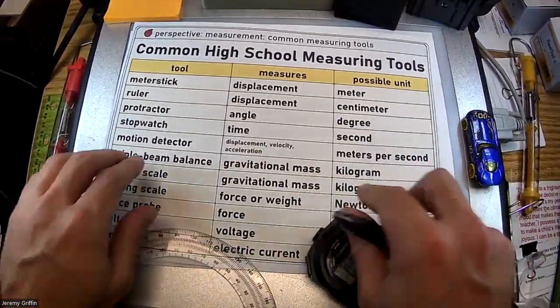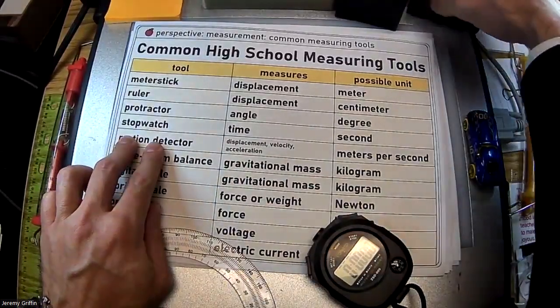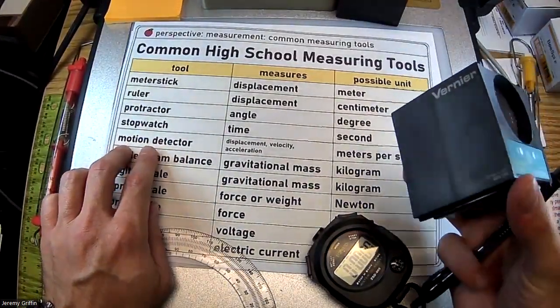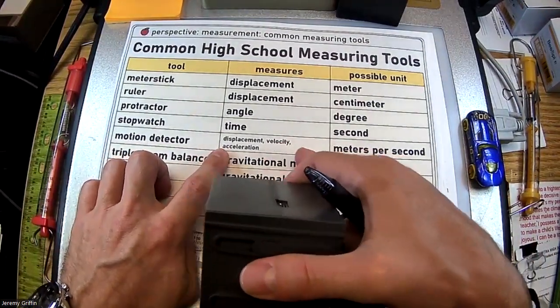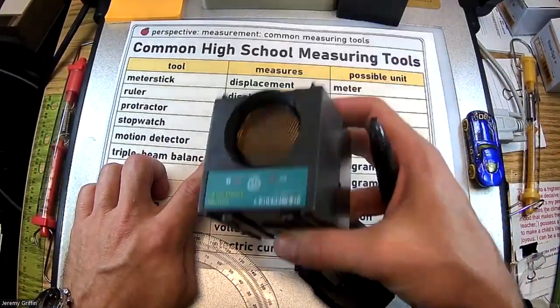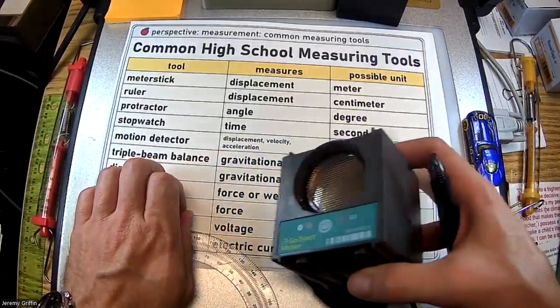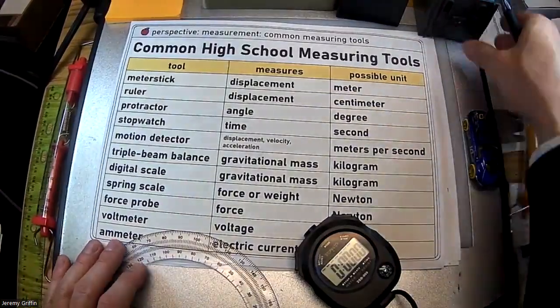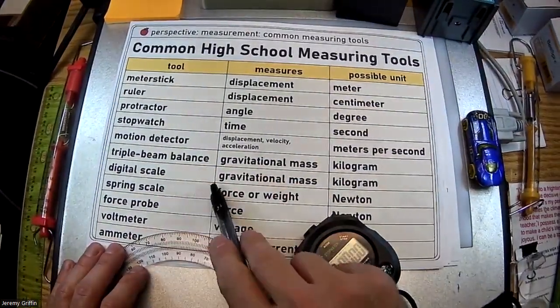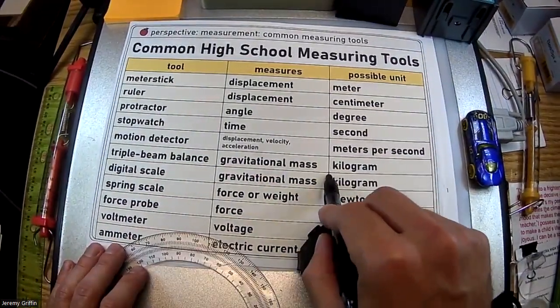Or a motion detector. This is one that AP likes to use a lot in its rubrics for these types of write-ups. So this could be displacement, velocity, or acceleration. That's this guy right here. I do need to fix this. This is just for velocity. Meters per second is velocity. I need to amend this a little bit. The triple beam balance I showed you guys. The digital scale I showed you guys. Some way of measuring mass.